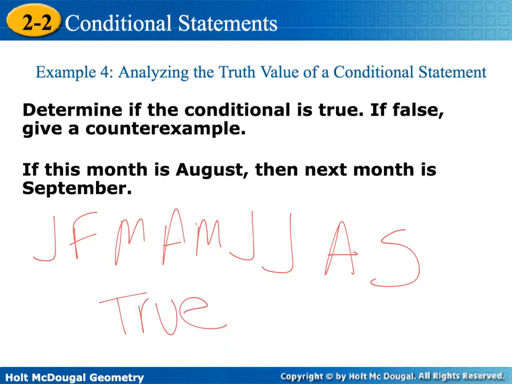So it said this, if false, give a counterexample. So what that means, let's say this said, if the month is August, then the next month is October. September, October comes over here. And so if they said it was October, we would say false. Our counterexample would be September, because that's what's after August.